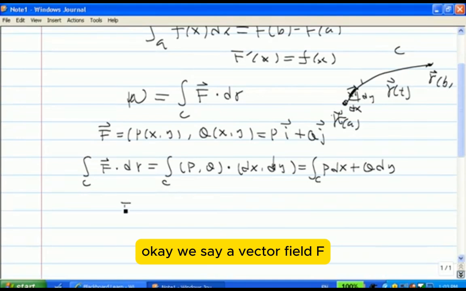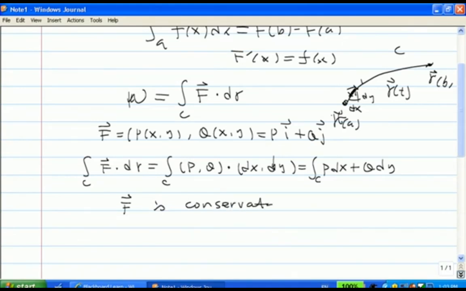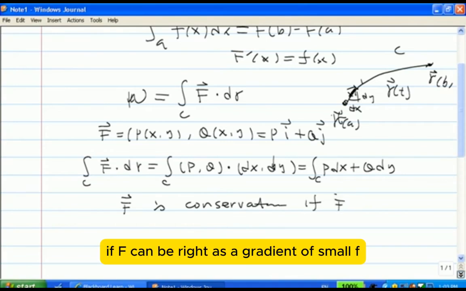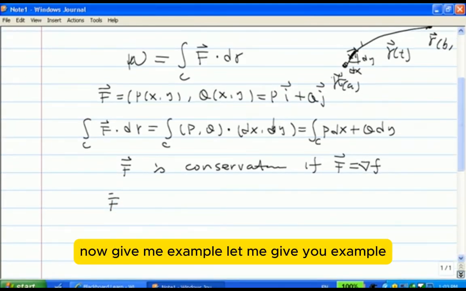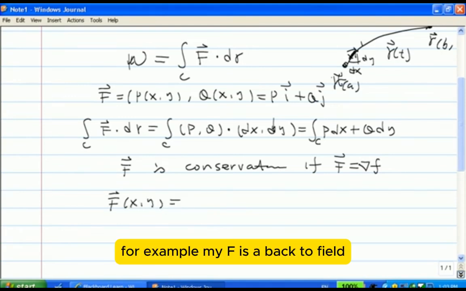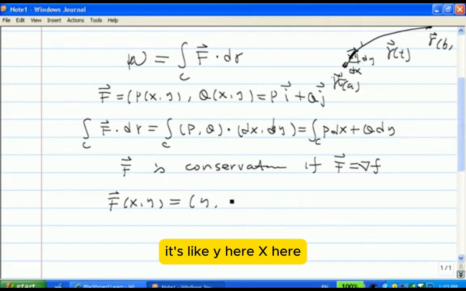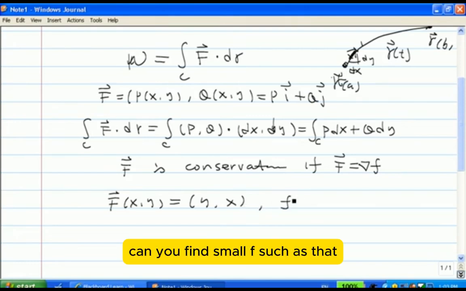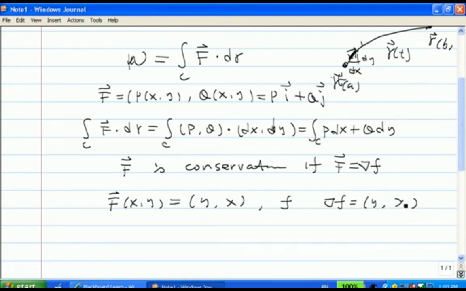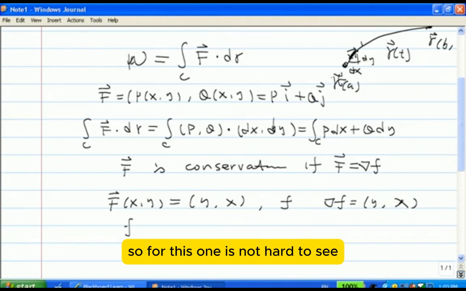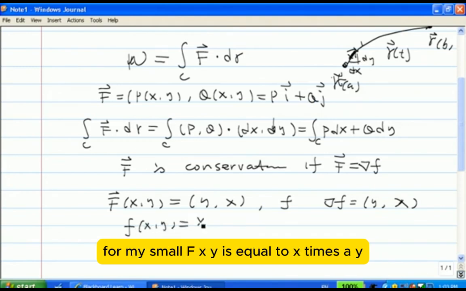We say a vector field F is conservative if F can be written as the gradient of small f, where small f is a scalar function. Let me give you an example. What do we mean by that? For example, my F is a vector field (y, x). Now the question: can you find small f such that the gradient of small f gives you (y, x)?